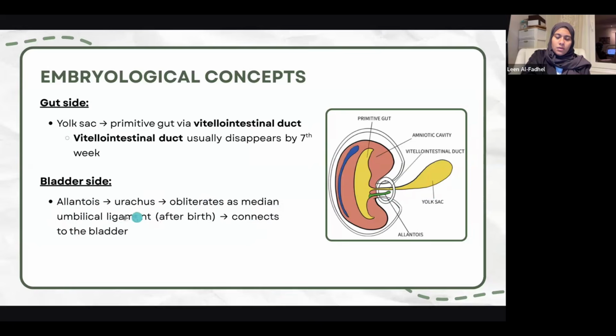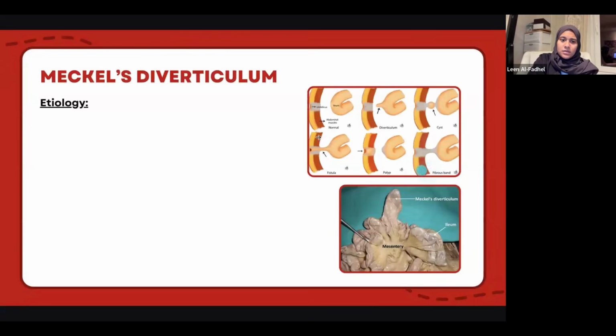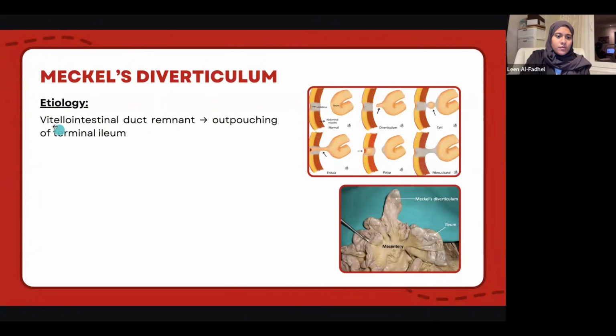This is probably in embryology, I'm pretty sure, but I am concerned with this. Why am I concerned with this? I'm concerned with this because of the upcoming clinical cases. So, our first clinical case is Meckel's diverticulum. Its etiology, which means its pathogenesis, is that the vitello-intestinal duct is a remnant.